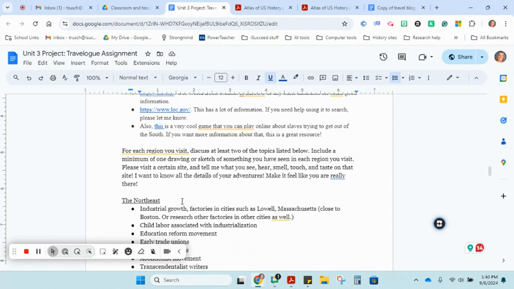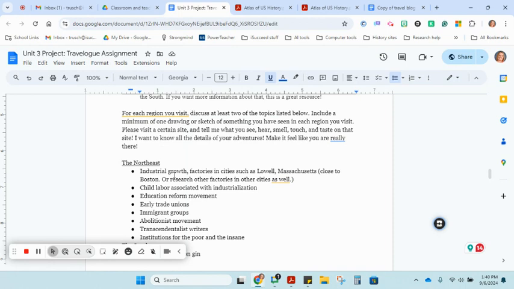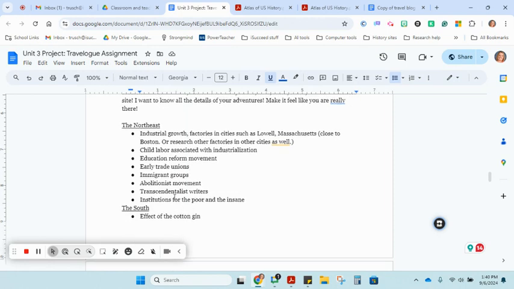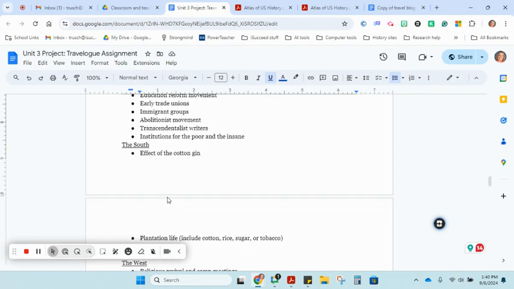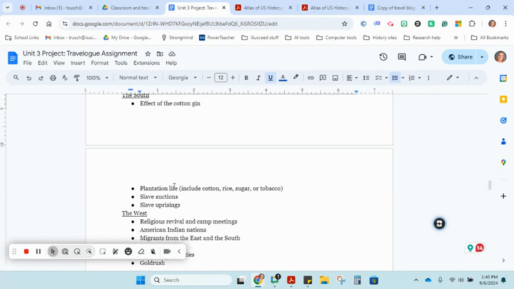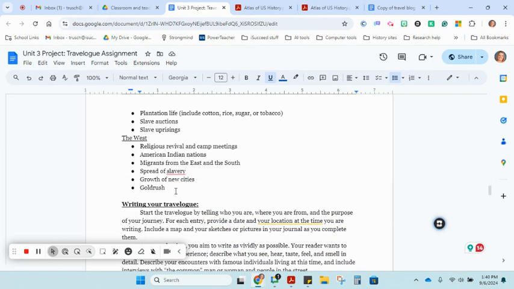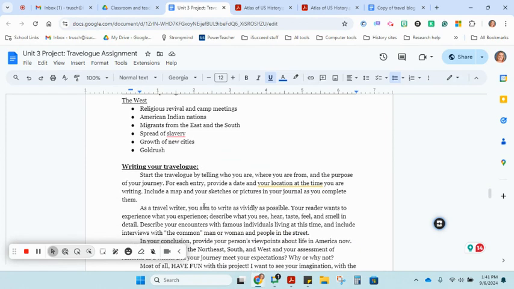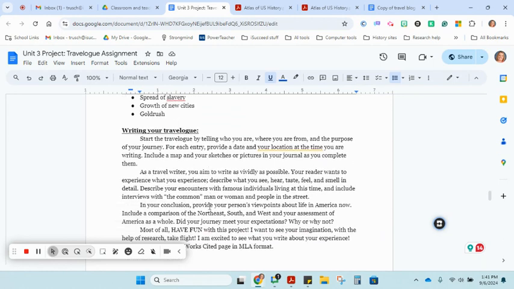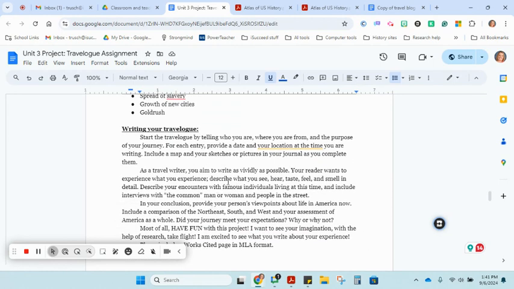Okay, so in the Northeast, tell me about the industrial growth. Tell me about child labor. Tell me about education. Tell me about any of these things. In the South, tell me about the cotton gin, plantation life, slave actions, slave uprisings. In the West, tell me about religious revival. Tell me about the spread of slavery. Tell me about new cities. Tell me about the gold rush. Whatever, okay?